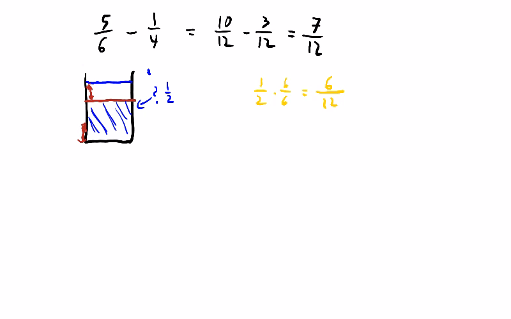So 6 out of 12 is the same as 1 out of 2. So our answer of 7/12 looks just a little bit bigger than 6/12, and so I'm pretty happy about that. My answer corresponds to what I would expect. Let's try one final problem.